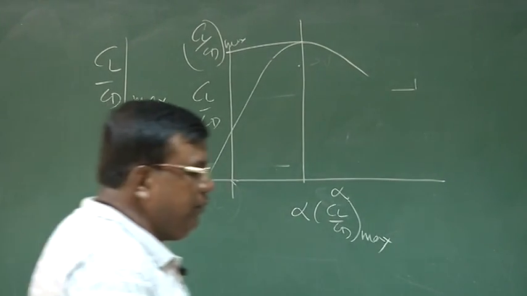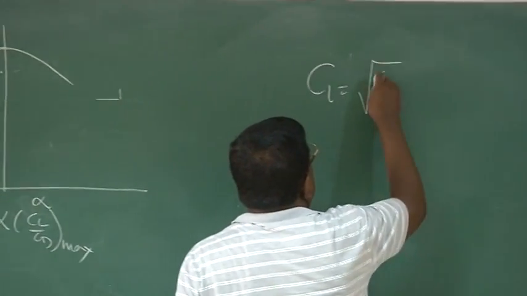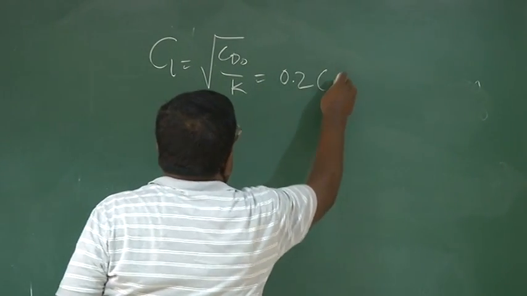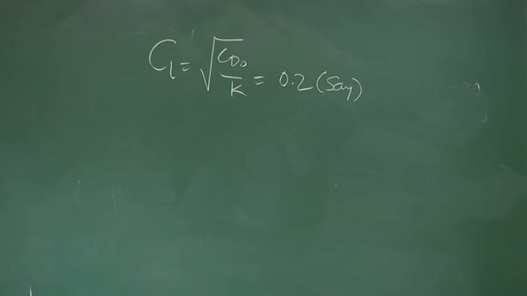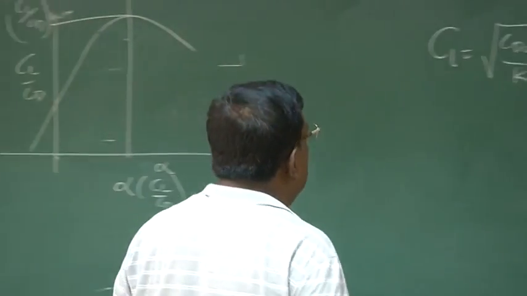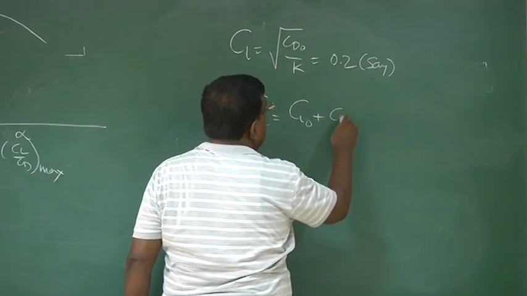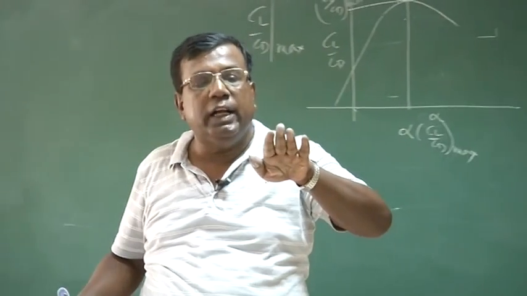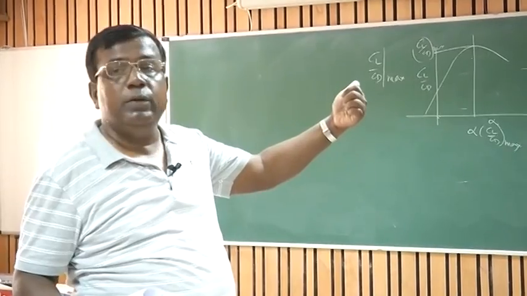Let us understand one thing from the pilot's point of view. Suppose we are telling the pilot to fly at CL equal to root of CD naught by K and it happens to be 0.2, let us say. How will the pilot generate that CL? How do I generate CL for an aircraft? We know CL is CL naught plus CL alpha into alpha. That means the pilot has to rotate the airplane to a requisite alpha so that CL is 0.2.